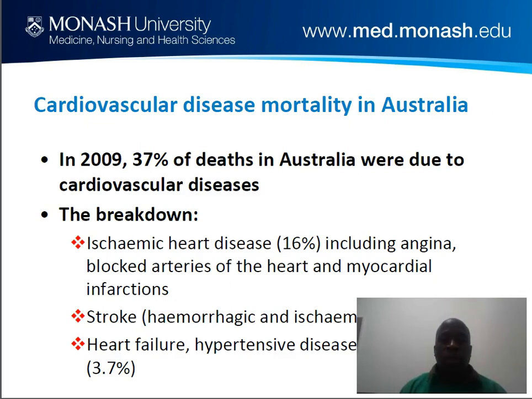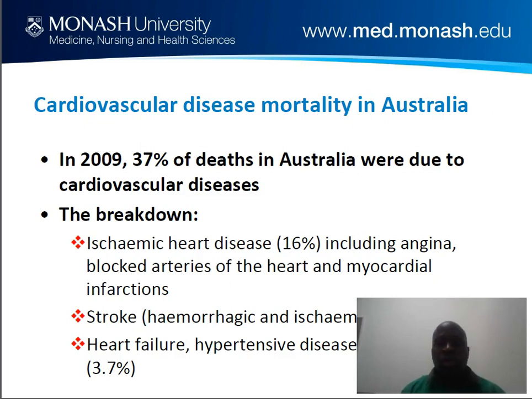Firstly, let's look at the stats. In Australia, in 2009, 7% of the deaths in Australia were due to cardiovascular disease. And currently, in 2018, about 1 person dies every 12 to 15 minutes as a result of heart disease in Australia. So this basically shows the seriousness of this disease burden.